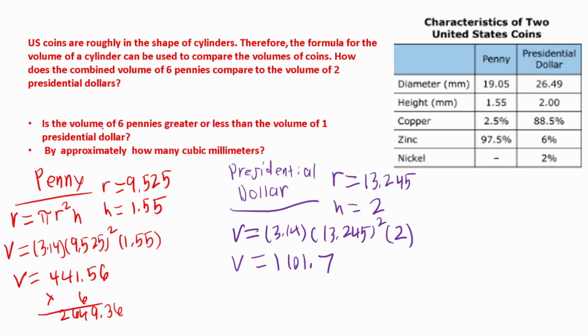So we can answer this first bullet point here. It says, is the volume of 6 pennies greater or less than the volume of 1 presidential dollar? We could say, hey, look, 2,649 is for 6 pennies. 1 presidential dollar is 1,101. So it is greater. And by approximately how many cubic millimeters? If we subtract those two, 2,649.36 minus 1,101.7, we get 1,547.66.